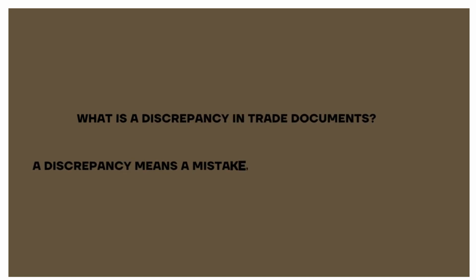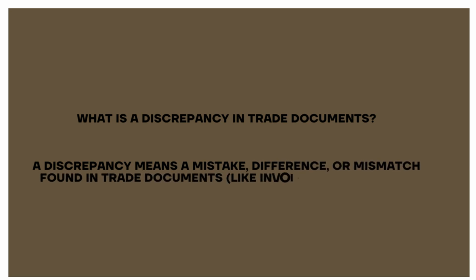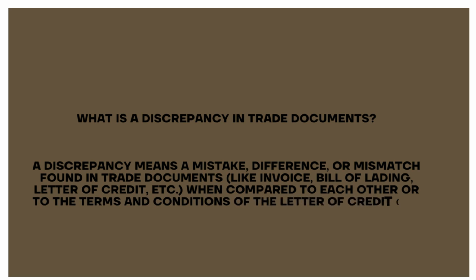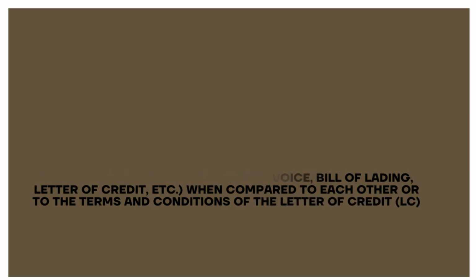What is a discrepancy in trade documents? A discrepancy means a mistake, difference, or mismatch found in trade documents, like invoice, bill of lading, letter of credit, etc. when compared to each other, or to the terms and conditions of the letter of credit, LC.